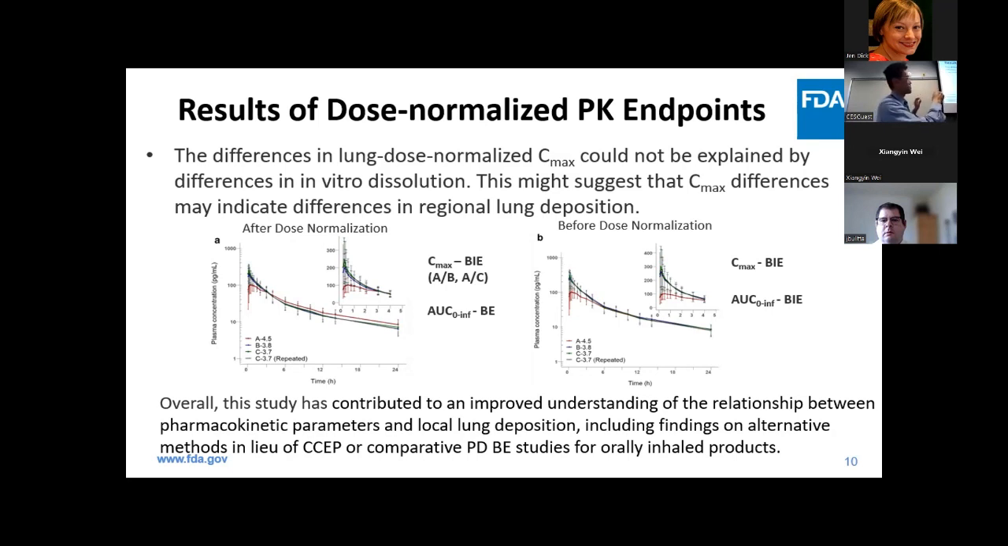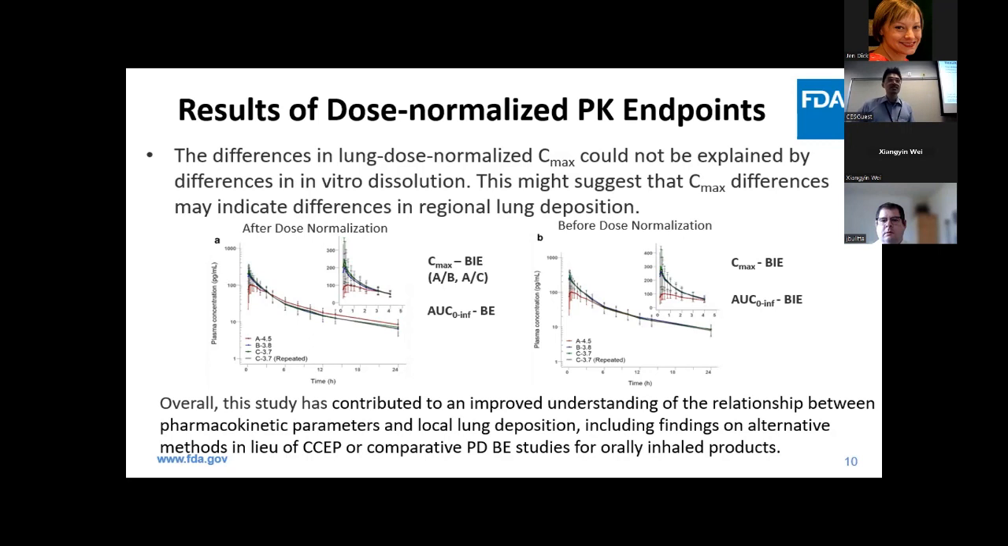results. On the left, after normalization, the AUC is BE, but on the right, before normalization, the AUC is not BE. However, the Cmax is non-BE in both, even when you normalize. That is because the particle size is different and the dissolution is different. So those are experiments that show you that some of the deposition would have some difference.